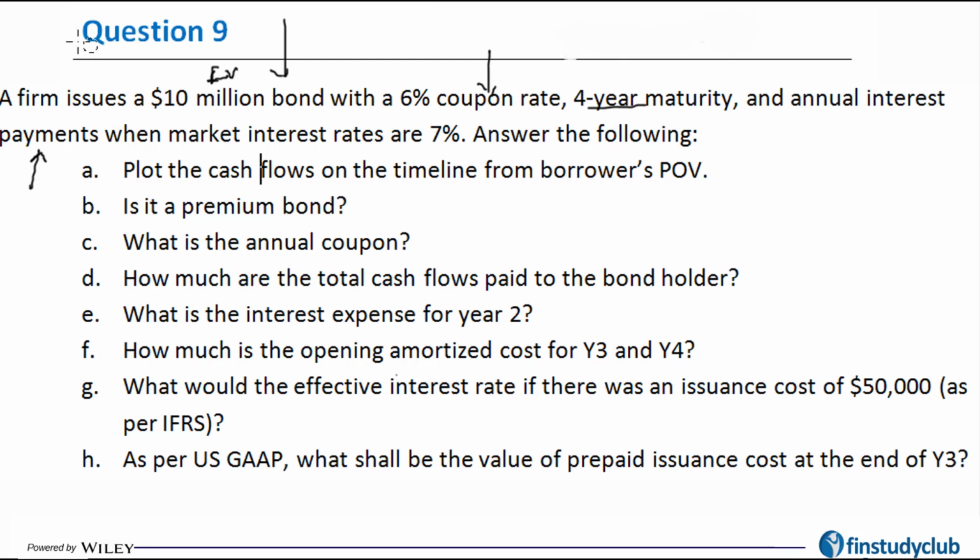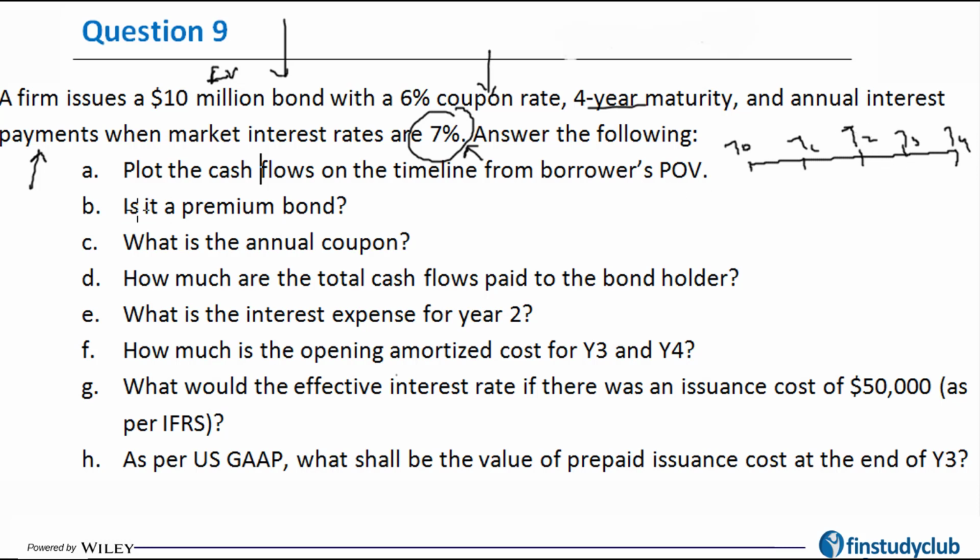Now coming back to the question, the market rate at that point in time was 7%. So answer the following subparts. My first part is: plot the cash flow on the timeline from the borrower's point of view. Now a question like this will never come to you in the exam, but this is a very good question for understanding.